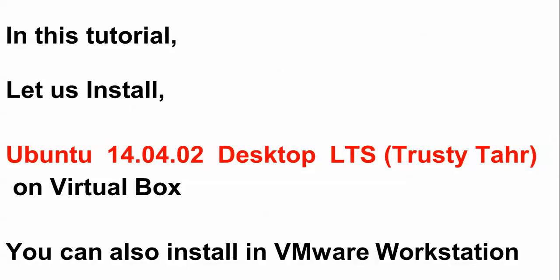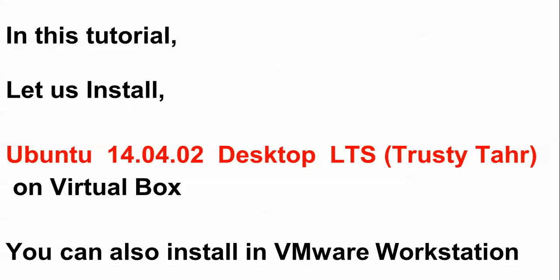In this tutorial I'm going to show you the installation of Ubuntu 14.04.2. It's the latest version of Ubuntu that has been released. I'm showing you the 64-bit desktop supported version. I'm going to install it in VirtualBox. You can also install it in VMware Workstation; the same method, the same procedure, that I'm going to show you, you need to follow.